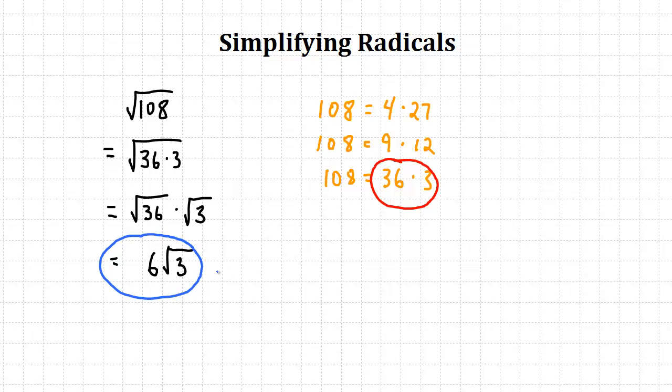So just to do a quick recap, we saw the square root of 108. We found the largest square root factor of 108, which is 36. We rewrote the square root of 108 as the square root of 36 times 3. Then we split the square root up because of this product into the square root of 36 times the square root of 3. We can rewrite the square root of 36 as an integer 6 times the square root of 3.